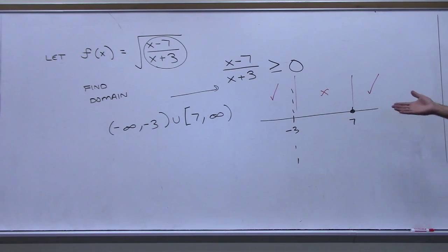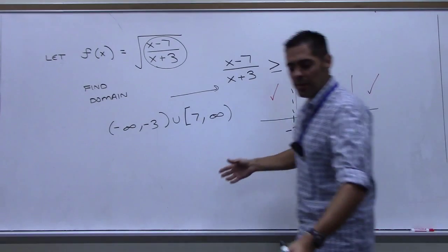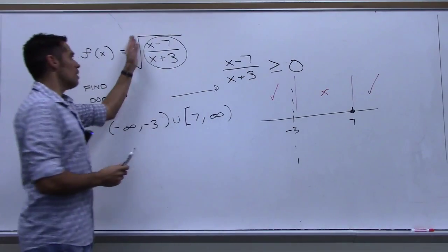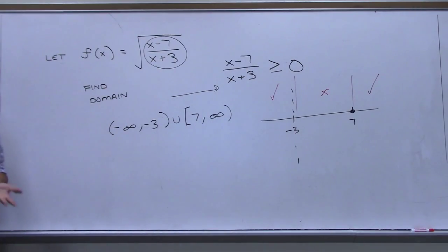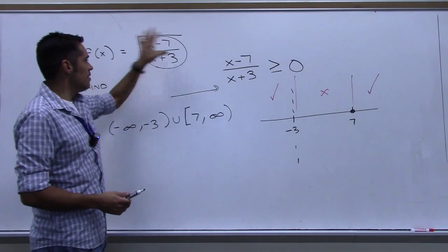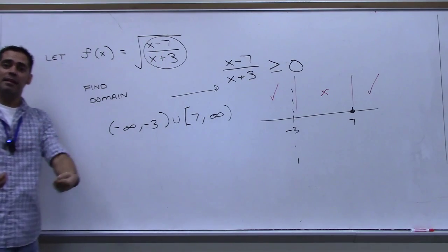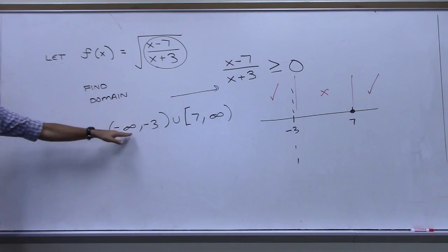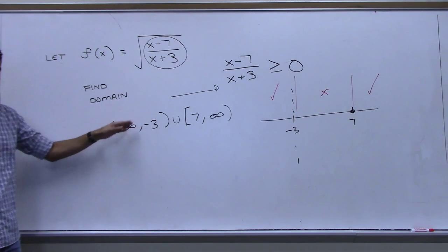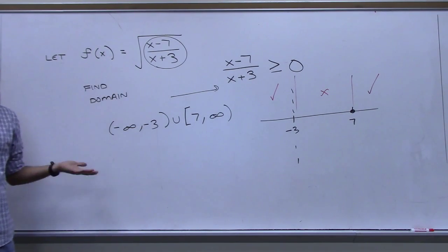All right. So that's our domain, right? People think a lot of times if you ever have a square root, you can't have a negative number in the domain. That's not the truth. The truth is that this whole thing together can't be negative. But that doesn't mean I can't plug in a negative value for x. Let's take something in this interval, like -10. That's in here, right? I can plug -10 into this, and it should work.